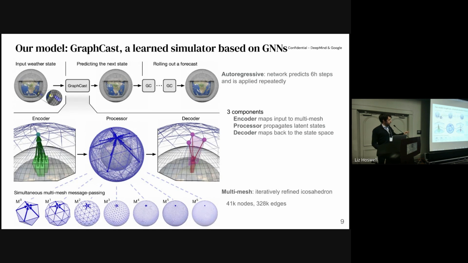In GraphCast, we used this multi-mesh message passing, where there were a few long-range connections and lots of local connections, with 40,000 nodes and 300,000 edges. And then the fact that it's a graph neural network with lots of parameter sharing encodes not only locality, but also kind of translation equivariance, nice properties that we'd like our model to have.